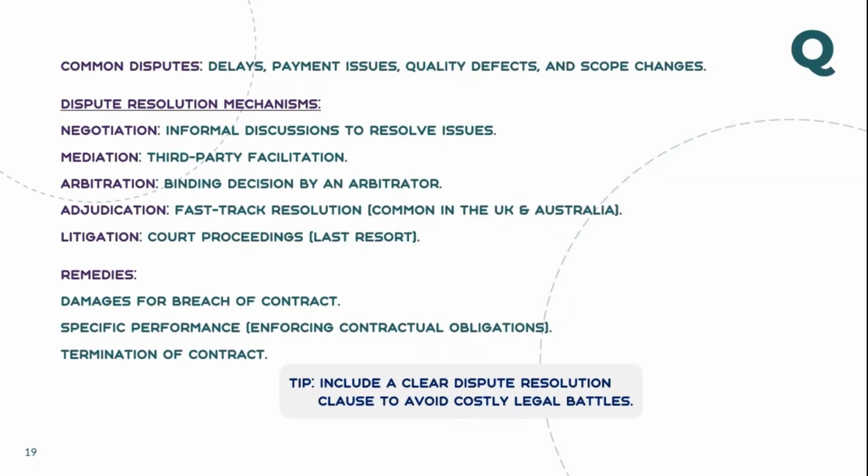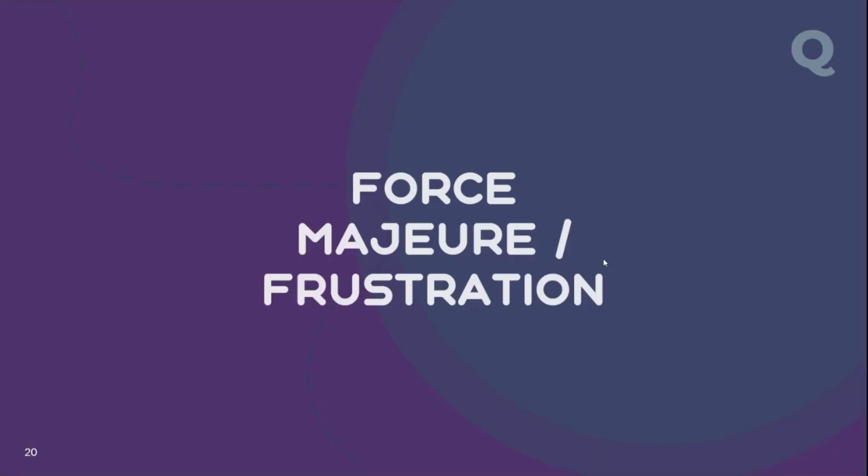And again, if there is a dispute or a breach, how are you going to cover that? Do I have a damages provision for that? Do I have a specific performance provision for that? Do I have a termination provision for that? So in the contract, after the safeguards, you have to look at dispute and its remedy mechanisms. Yes, let's go to the next section, which is force majeure and frustration.